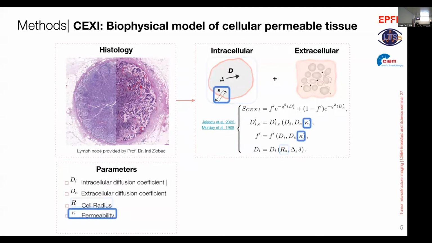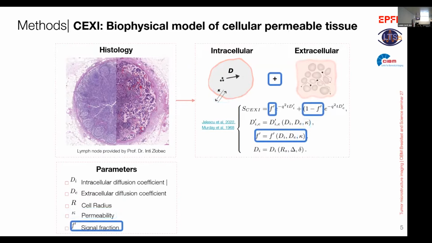Then maybe the most important parameter of this model, if you compare it to what exists in the field now, is really the permeability. The membrane permeability quantifies how fast water crosses the membrane of the cells. And finally, we have the signal fractions, which is the contribution of each of these compartments to the full signal.